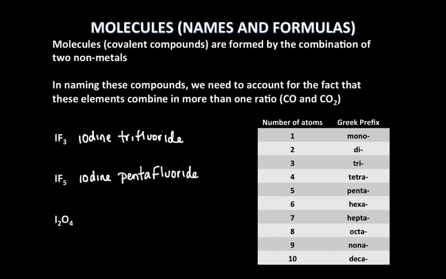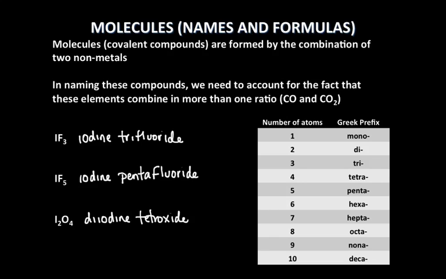Now, for I2O4, we need to indicate that there are 2 iodine atoms in that molecule. In IF3 and IF5, we didn't include the mono, right? So if there's only one of the first type of atom, as there is in IF3 and IF5, we don't need the Greek prefix mono. But if there's more than one of that first type of atom, then we need to indicate that. So this compound is just going to be diiodine tetroxide, right, where we've kind of taken the tetra and the oxide and combined them.